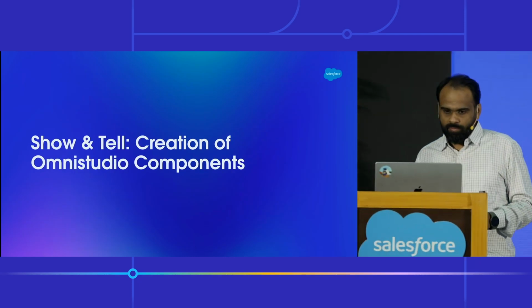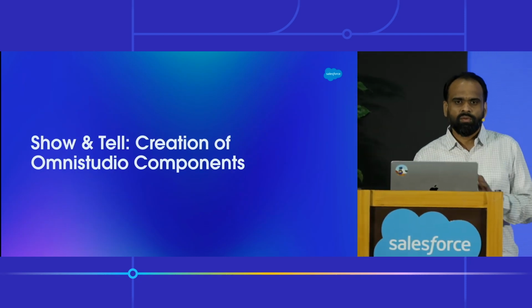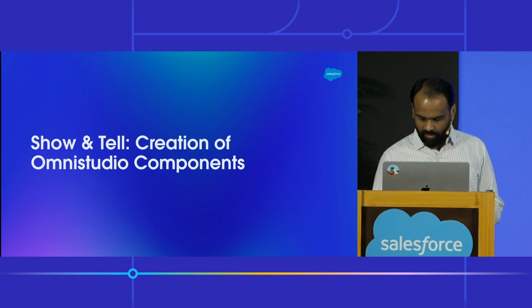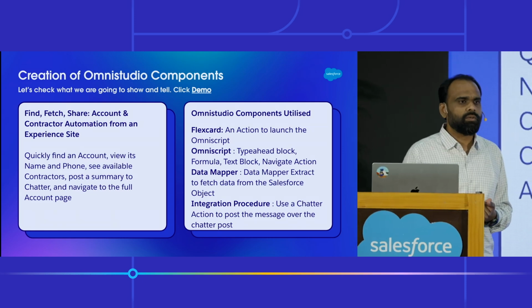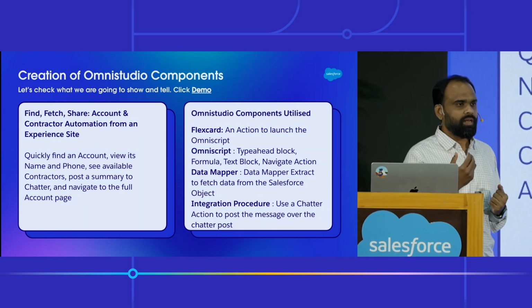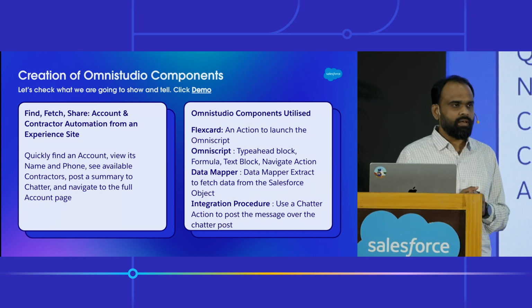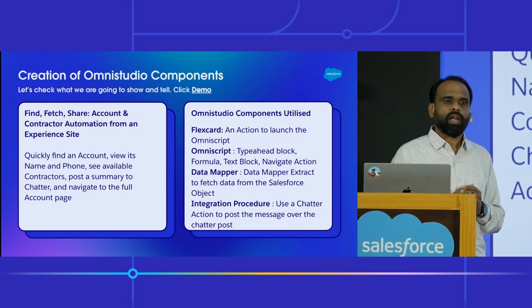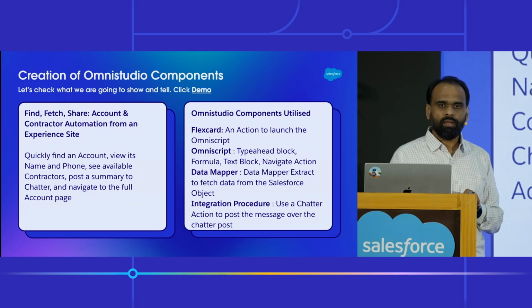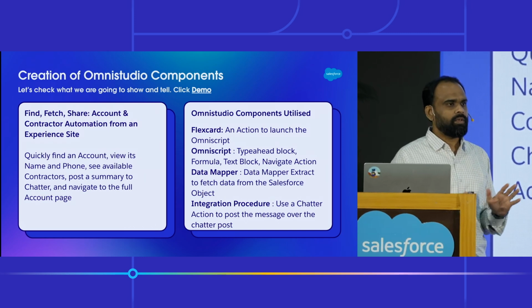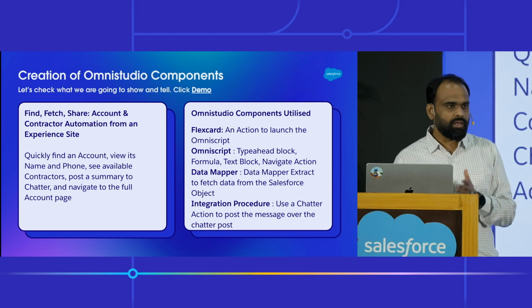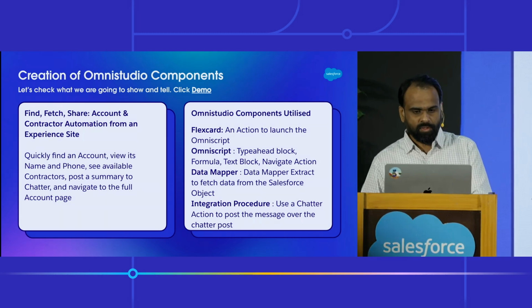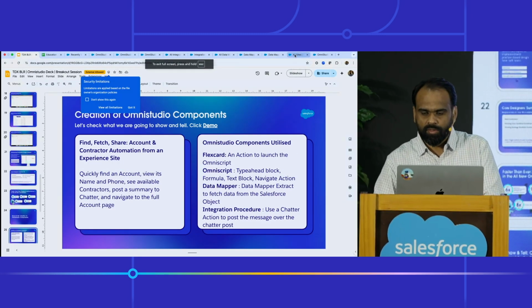Yeah. So let me show you a small demo which has been done with the designers on core. This is a general use case. Most of you are aware of it. I'm just trying to fetch an account in an experience site and then use a chatter post to post it using an IP, and then click on the done button to get inside your account page directly. For that, I have used a FlexCard, Omniscript, Datamapper, and an integration procedure. These are the components I've used. So let me show you how this looks.